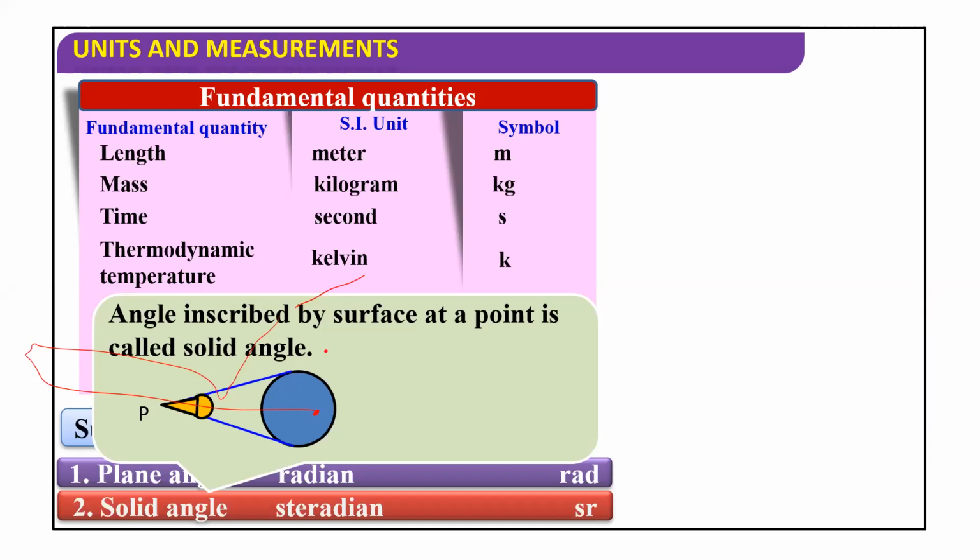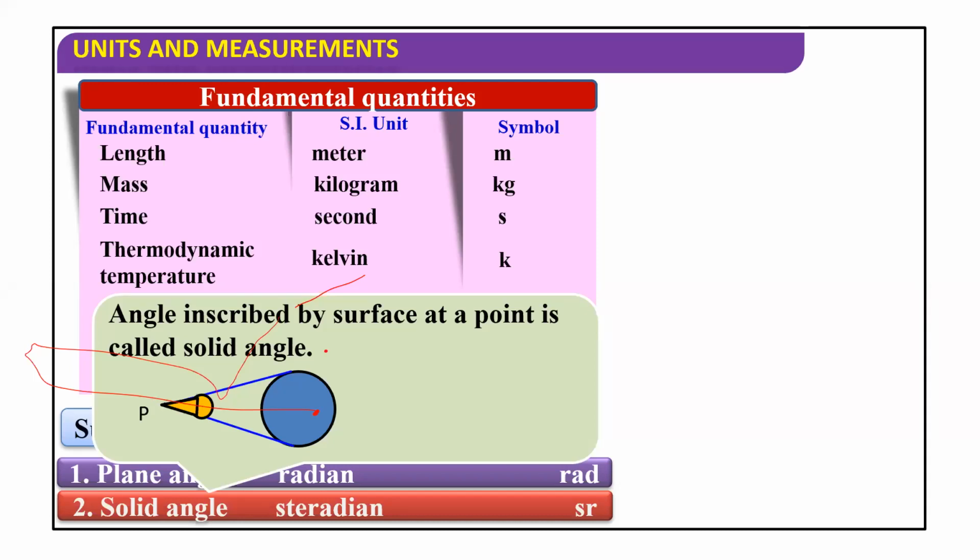Sir, is the definition there for plane angle? As of now, we don't need it. Solid angle is a new quantity that is getting introduced. So, what is the definition for plane angle? It is just a quantity using which you can measure the displacement in terms of angle. That only is its definition.